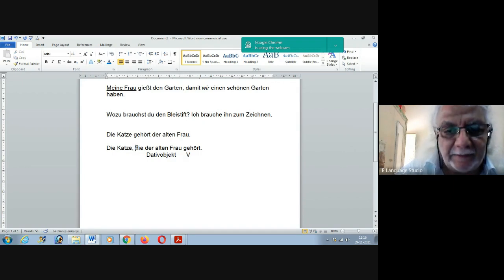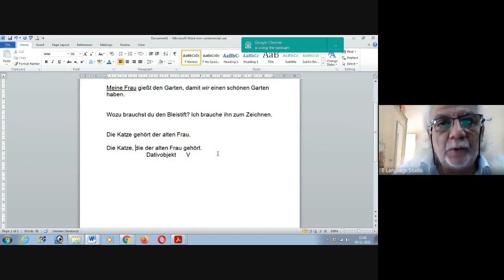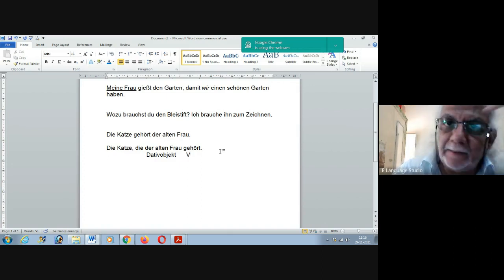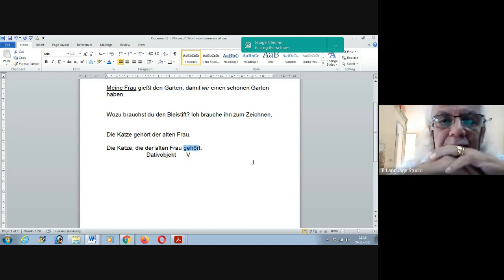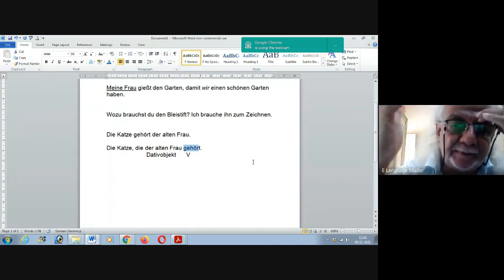Look at this sentence here. Relativsatz. Ein Relativsatz hat auch ein Subjekt. Ein Relativsatz hat auch ein Verb. Und ein Relativsatz hat auch ein Objekt oder zwei Objekte. A verb like gehören will only have ein Dativobjekt. Das ist ein menschbezogenes Verb. Also, wir brauchen hier nur Dativ. So, the Akkusativ does not come into the picture.